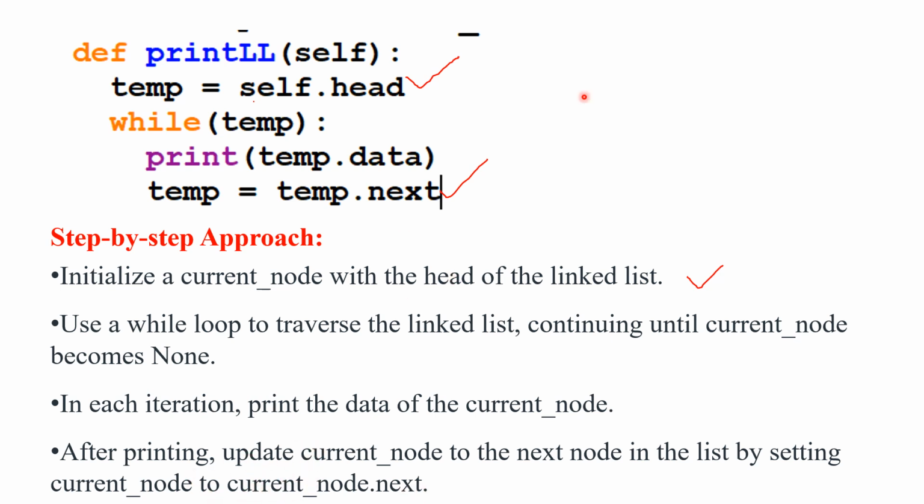Now it's simple to print all the data one by one. First, we assign the first node to temp, and while there is a temp, print temp data, and temp should be updated to next. Similarly, until we reach the last node, we print the data. It's simple. It is also called the traverse function.